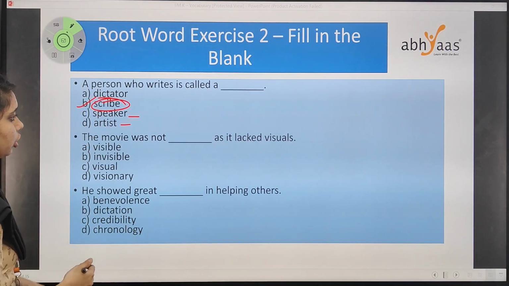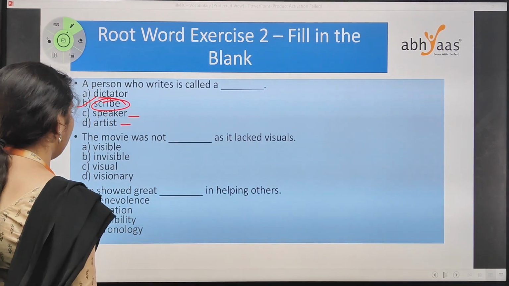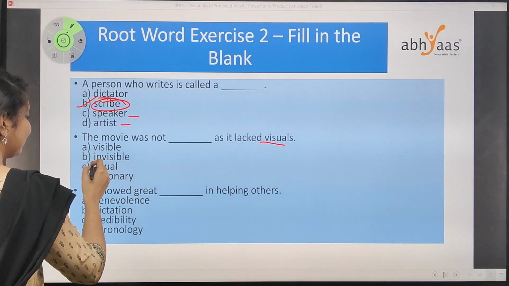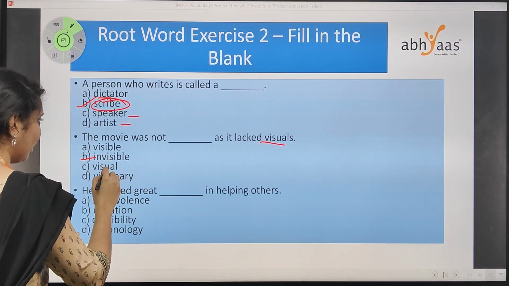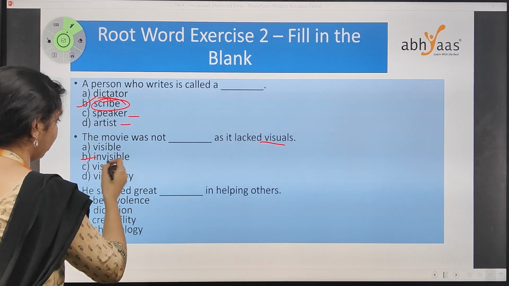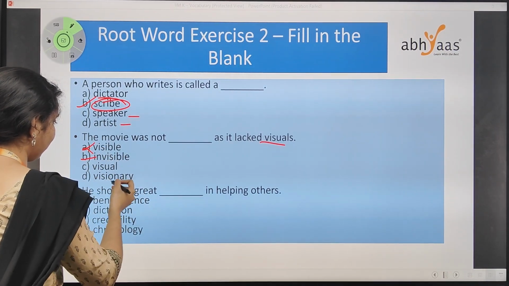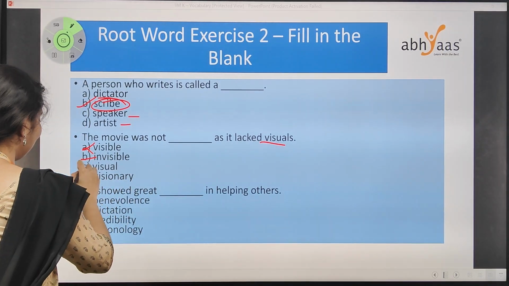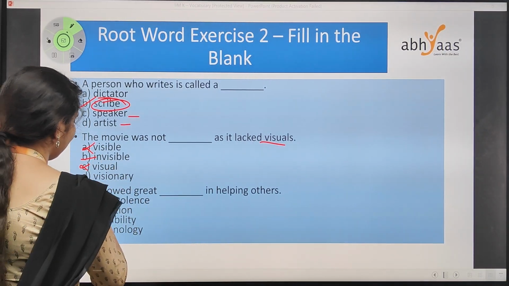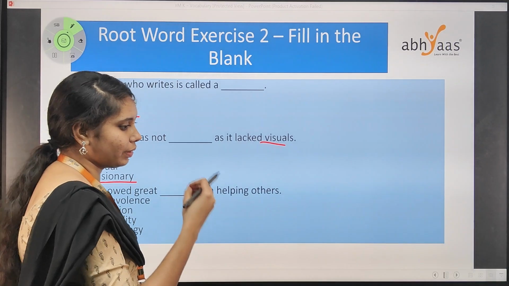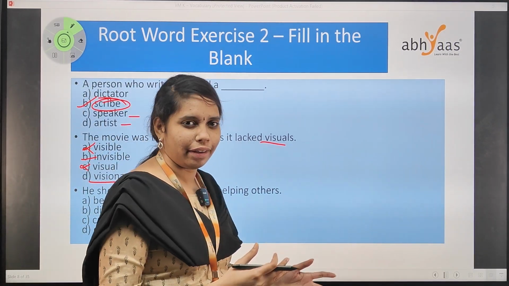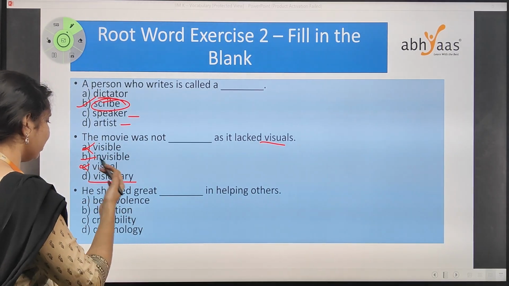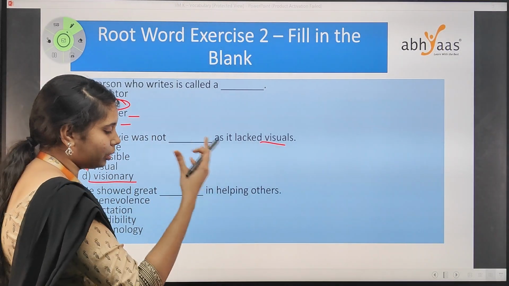Next, the movie was not dash as it lacked visuals. Okay, it lacked visuals. So is it invisible? No, because it lacked visuals, the movie was not visible. No. Again we have, the movie was not visual because it lacked visuals. No, these are too silly, right? It was not visionary. Visionary is something which is very splendid, which was graphic, imaginary. So it was not visionary because it lacked proper visuals.